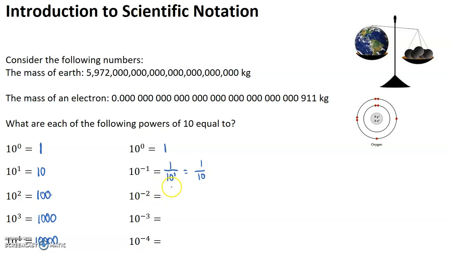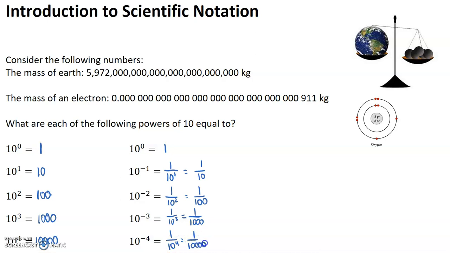Let's see what that looks like in terms of 10 to the negative 2. That means 1 over 10 to the power of positive 2, since it's now in the denominator. Well, 10 times 10 is in the denominator, so it's 1 over 100. And then we can continue that going. This is 1 over 10 to the 3, which is 1 over 1,000. And this is 1 over 10 to the 4, which is 1 over 10,000.